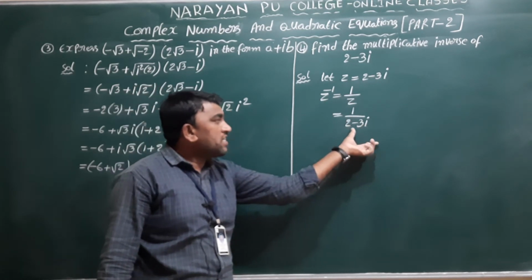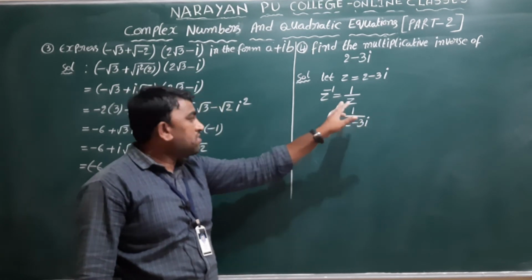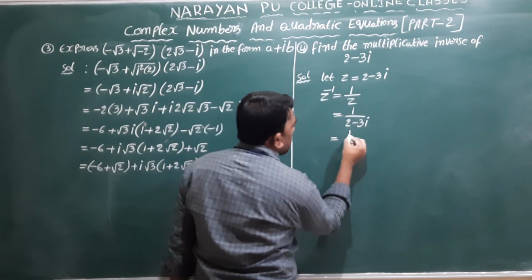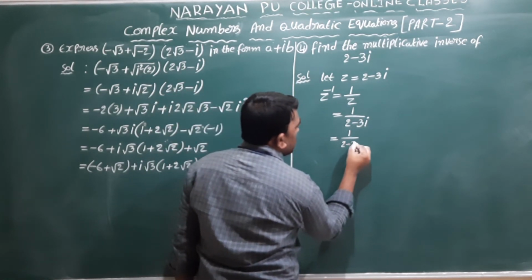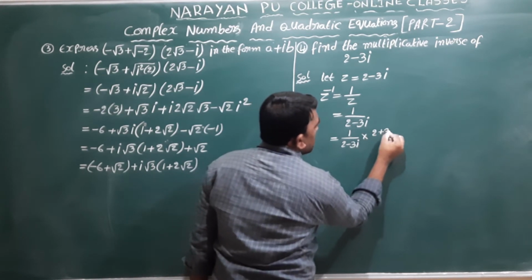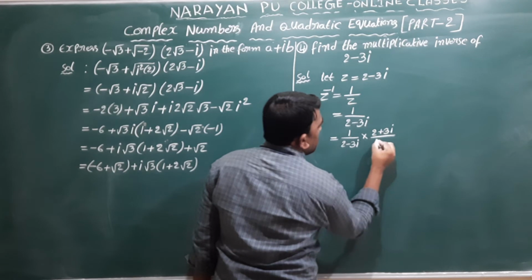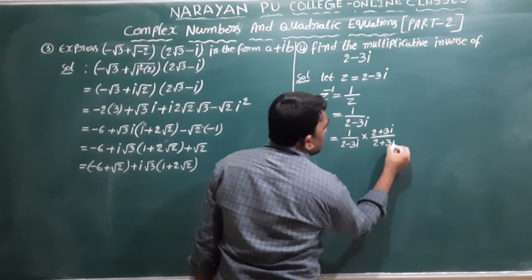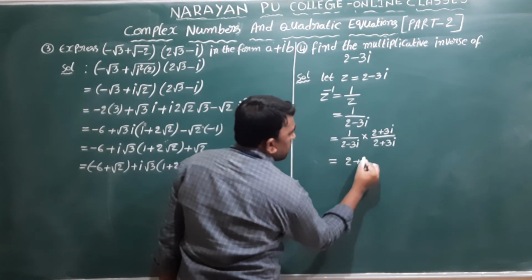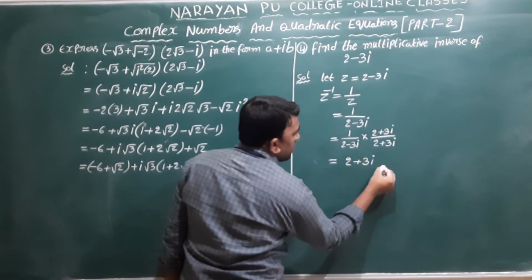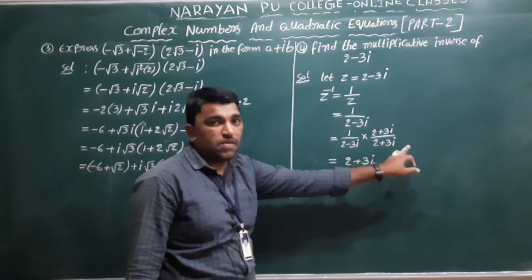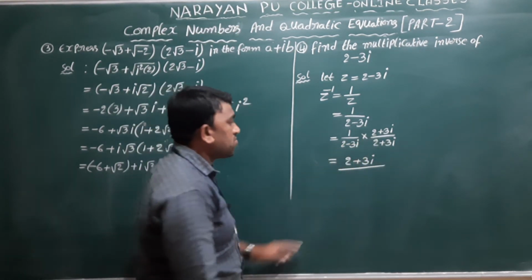Here 2 minus 3i is there, so we divide and multiply with 2 plus 3i. Rationalization of the denominator. We know from the lower classes how to rationalize. 2 plus 3i divided by 2 plus 3i. Now 1 into 2 plus 3i gives 2 plus 3i. The denominator is in the form of a minus b into a plus b, the a square minus b square form.